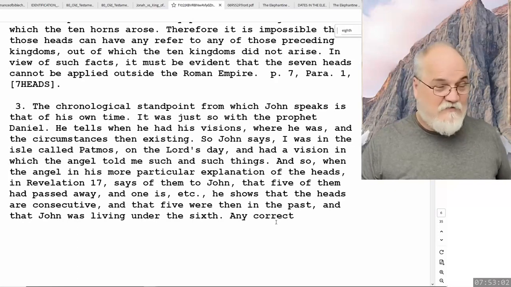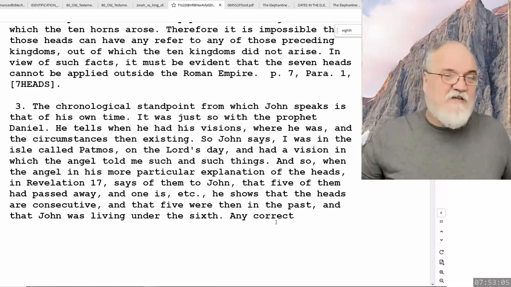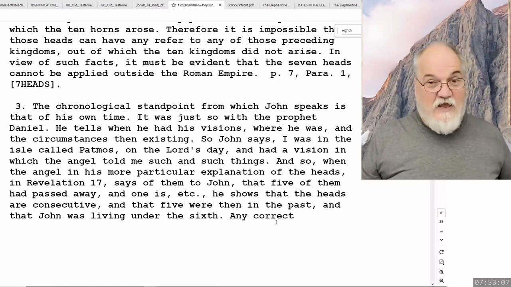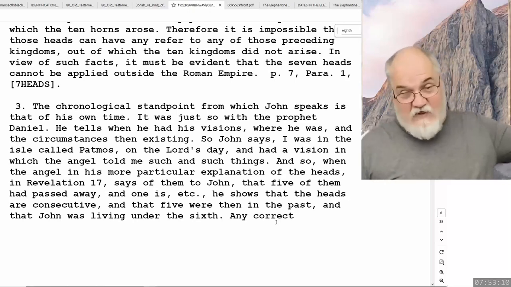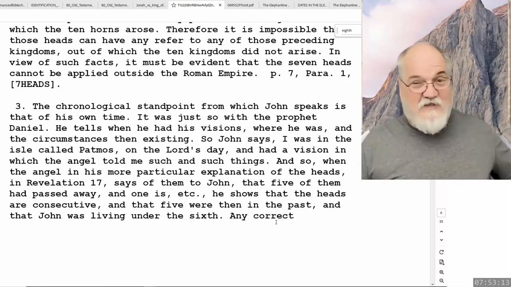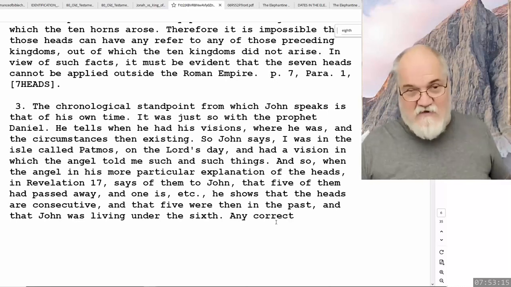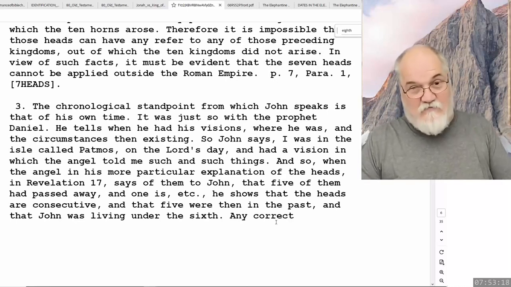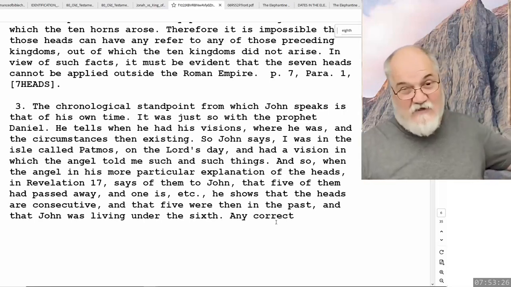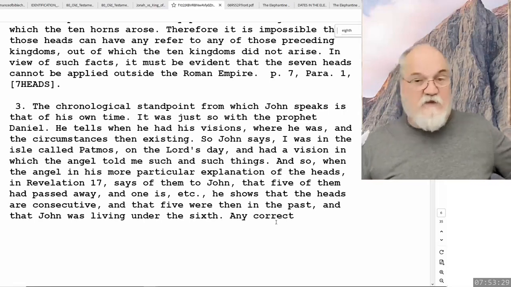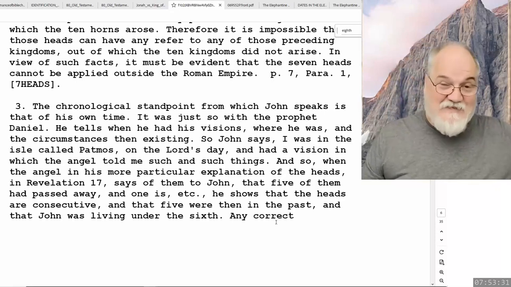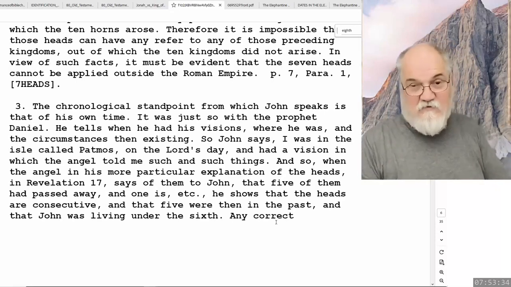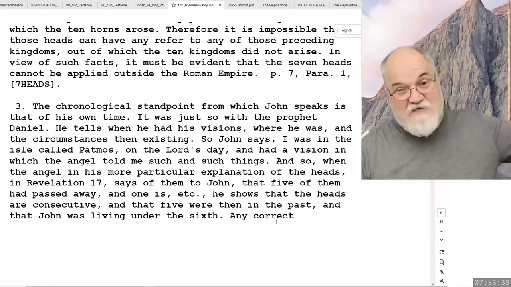The legs are part of the image, right? So just because they're consecutive, and you can say that five are fallen, one is, it doesn't mean that those five have to be things that exist at the time of Rome. Even if you're in the time of Rome, when you say five are fallen, those are things that happened before. Those kingdoms could have existed before Rome. It's just that that beast at that time is representing Rome, but it has these characteristics.